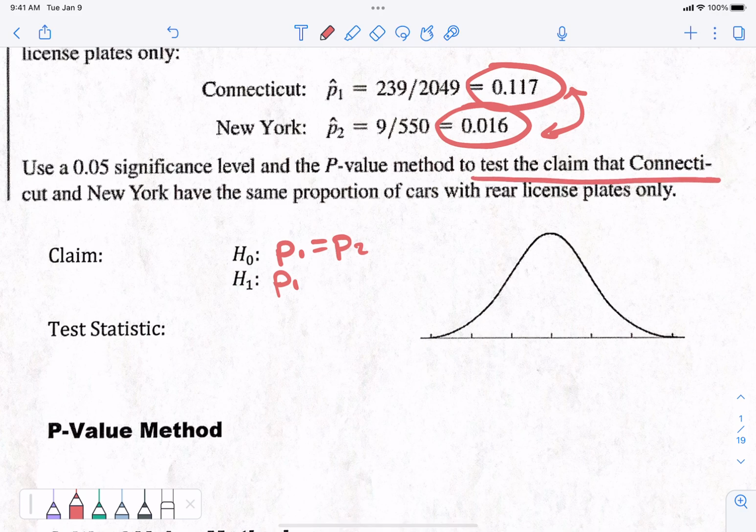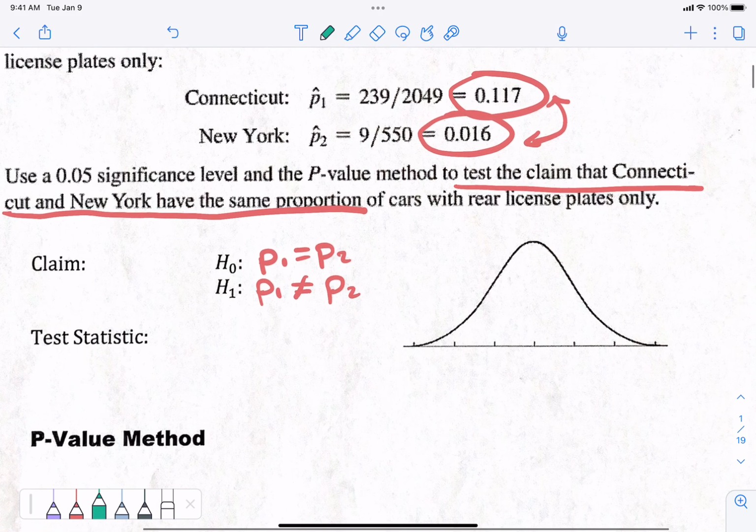To test the claim that Connecticut and New York have the same proportion, we're just going to do equal to, not equal to. So Connecticut versus New York, equal to, not equal to. Now, which one is Connecticut? The ones or the twos? The ones. They did P hat up here. So the ones are Connecticut's, the twos are New York's, okay?